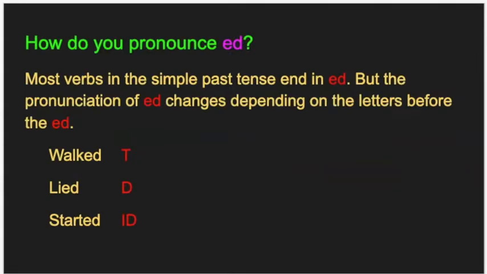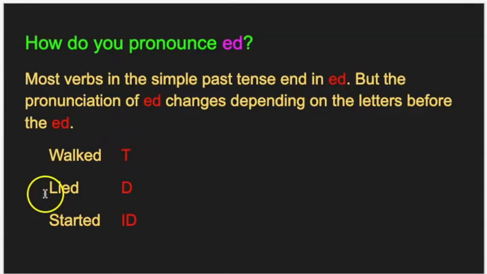Most verbs in the simple past tense end in ed, but the pronunciation of ed changes depending on the letters before the ed. So for example here we have 3 words, walked, lied, and started. I'm going to say them again. I want you to hear each of the syllables.